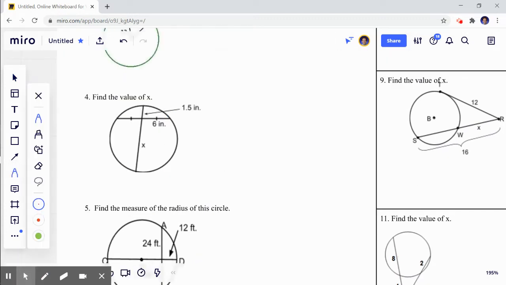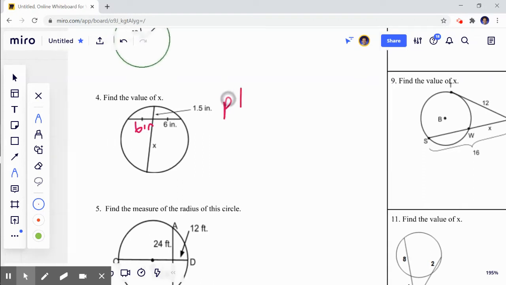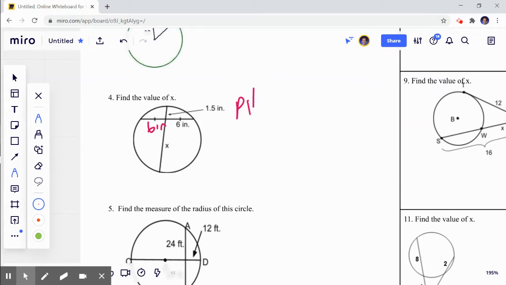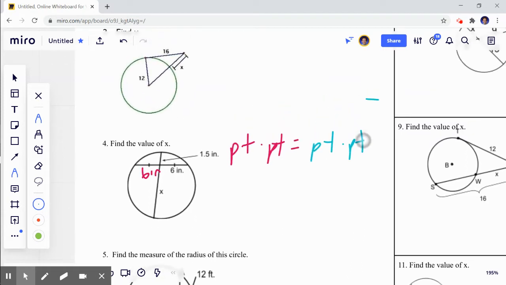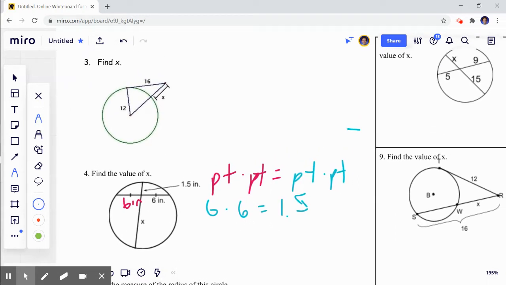Okay, so if we look at number four, it has two chords intersecting in it. Hopefully we observe the tick marks, and so that segment has to be 6 inches also. So I'm going to apply this part times part equals part times part rule to this problem. I'll show you guys what we get. Okay, so the two parts that make up one chord are 6 and 6. So we would do 6 times 6 equals, for the other chord, 1.5 times x. Again, sorry for the bad handwriting on my screen.